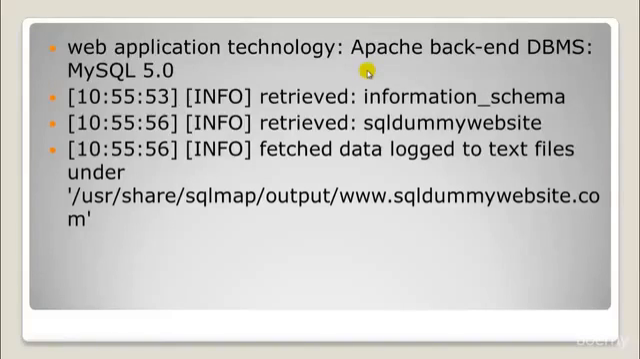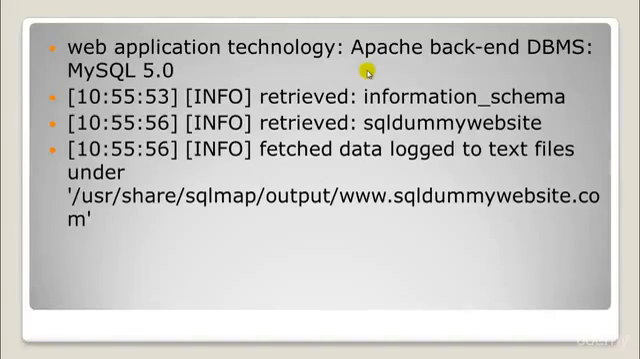So this command will reveal quite a few interesting pieces of information. These are the things you will see when you run that. Apache backend database MySQL 5.0. Retrieved information schema, retrieved SQL dummy website, fetched data logged to text under user share sqlmap output xyz.com or the SQL dummy website.com. This means that it has a Linux or a Unix system. So now we have two databases that we can look into. Information schema is a standard database for almost every MySQL database, so we don't need to worry about it. So our interest over here would be in the SQL dummy website database.